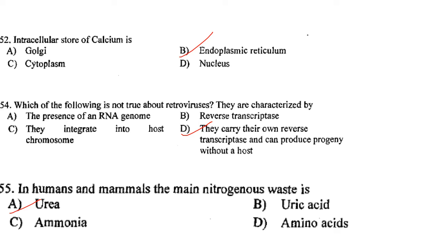They are characterized by. So the presence of an RNA genome, that is true. Reverse transcriptase, yes. They integrate into host chromosome, that is also correct. They carry their own reverse transcriptase and can produce progeny without a host. That is wrong. They require a host for producing their progeny. It is a virus. So answer is option D. Then in humans and mammals, the main nitrogenous waste is. So the main nitrogenous waste is urea.